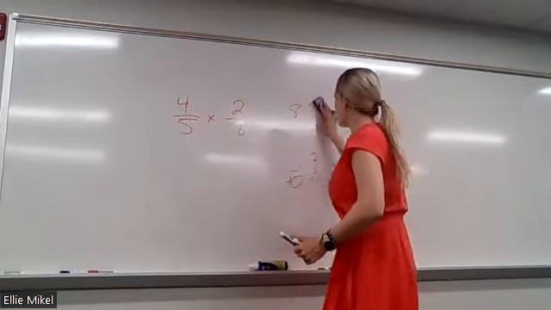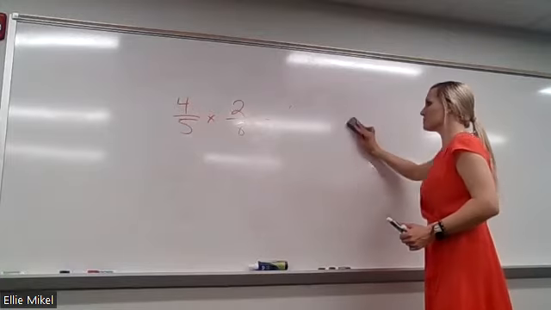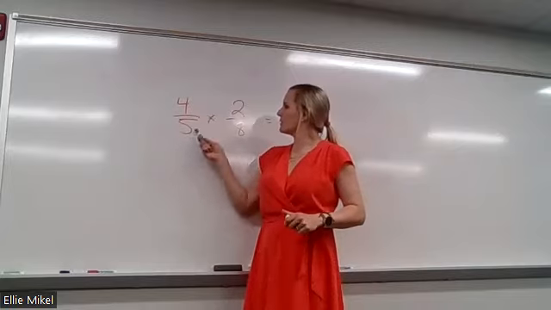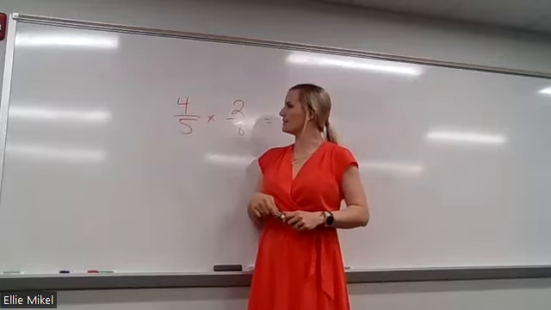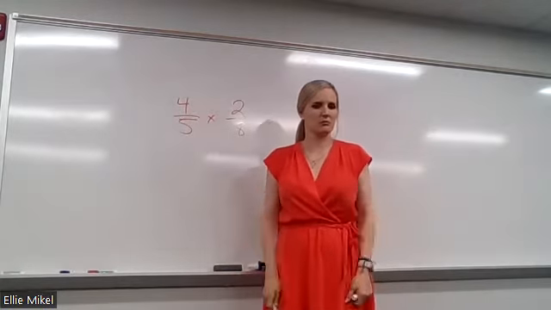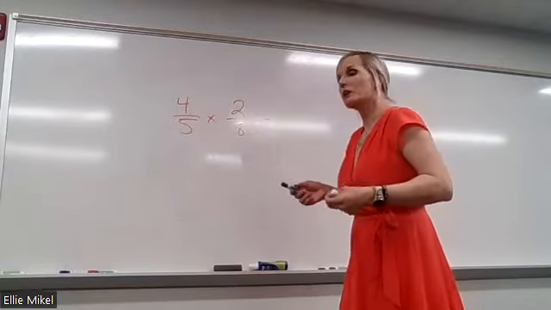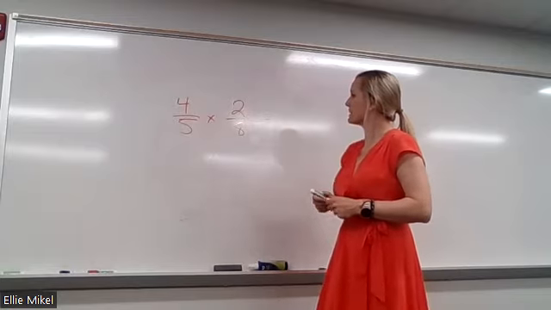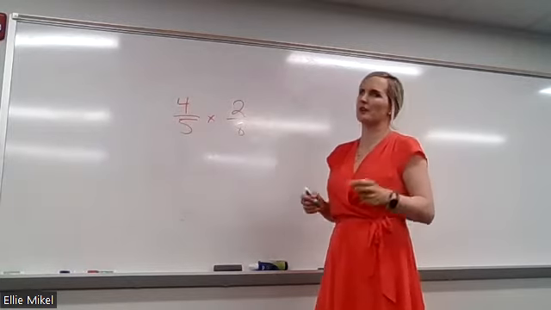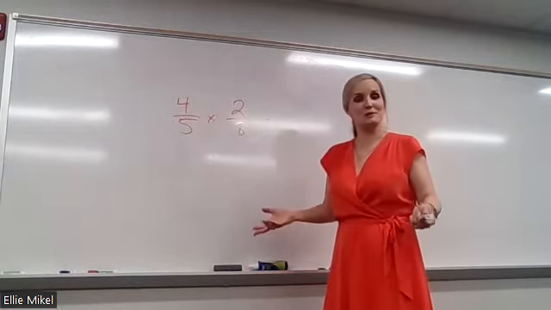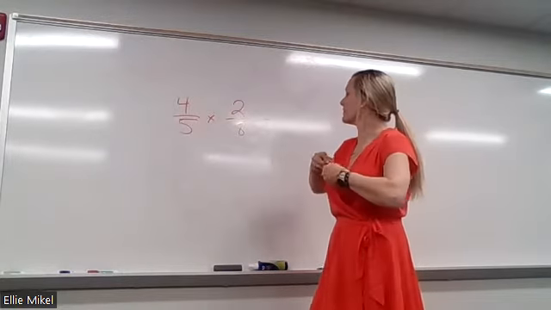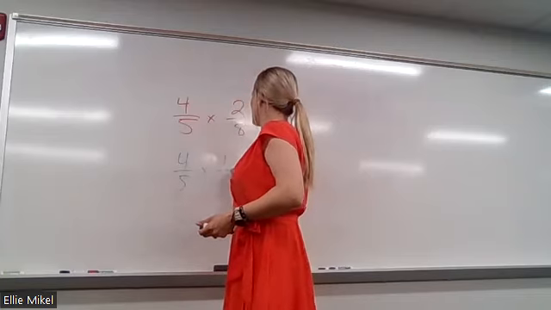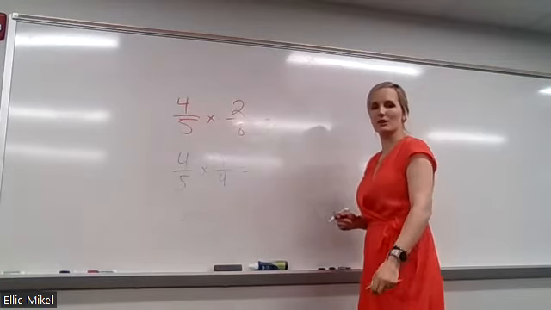But in multiplication, if you want to, you can actually reduce before you multiply. And here's what I mean by that. Let's go back and look at the original problem here. 4/5 and 2/8. Well, 4/5 is already reduced, so I can't do anything there. But if I wanted to, I could go ahead and reduce 2/8 here. 2 and 8 are both multiples of 2. So I could go ahead and divide those both by 2 and get 1/4. So 4/5 times 1/4 is still going to give me the same answer at the end.